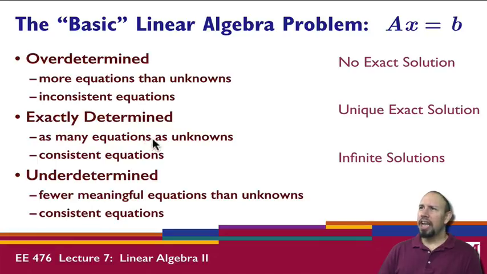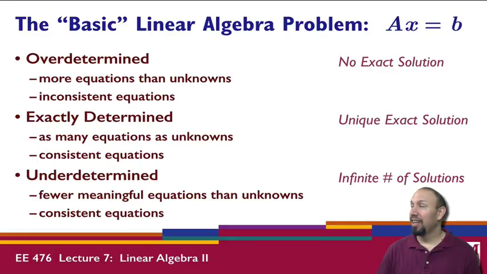So next we have the exactly determined problem. Here you have as many equations as unknowns, and all the equations are consistent. We'll talk a little bit about what consistency is here in just a minute. And in this case, we get a unique exact solution. So there is an exact solution, and there's only one exact solution. So that's the exactly determined problem.